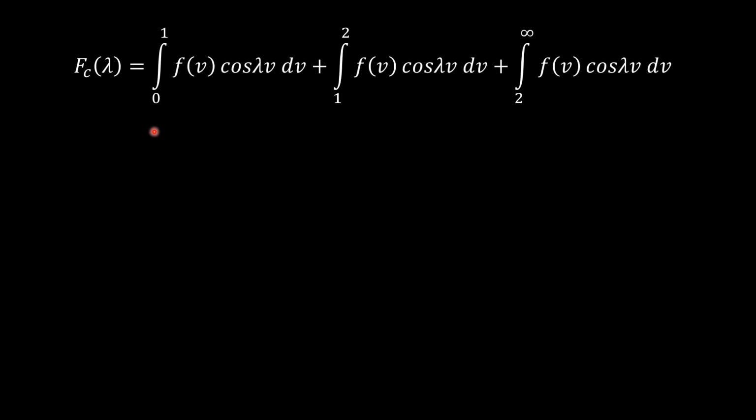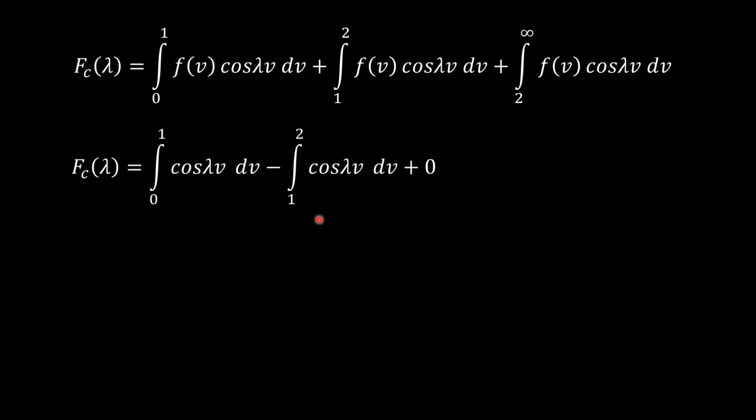epsilon lambda is equal to integration from 0 to 1 f of v cos lambda v dv plus second interval is 1 to 2, so integration from 1 to 2 f of v cos lambda v dv, and third 2 to infinity, so integration from 2 to infinity f of v cos lambda v dv. Now in the interval 0 to 1 f of v is 1, in 1 to 2 it is -1, and in 2 to infinity f of v is 0. So replace the values accordingly.